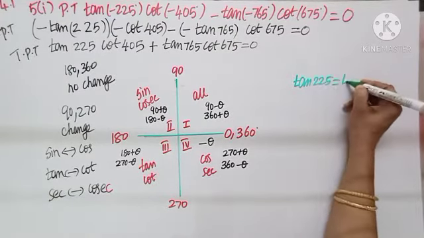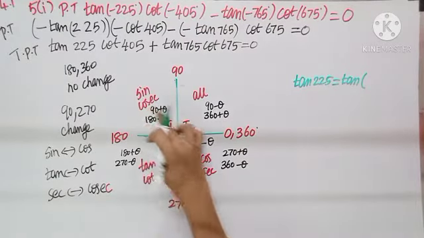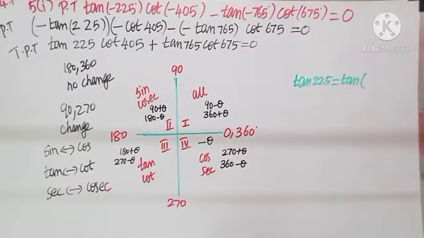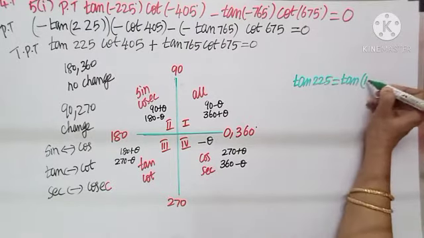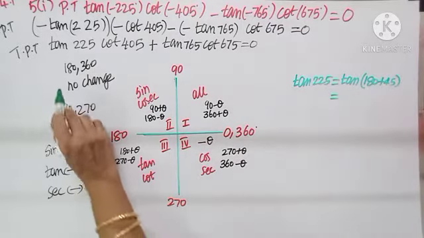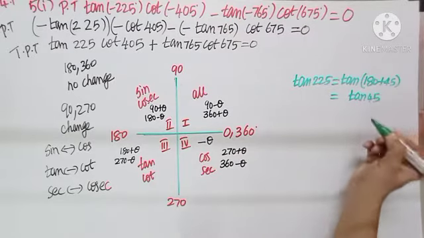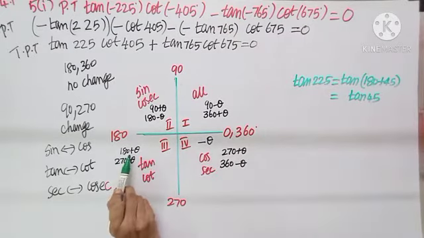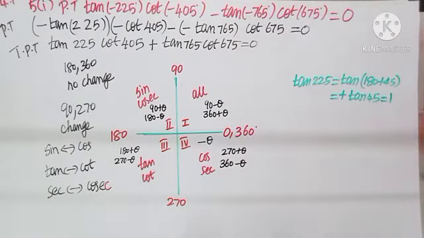How to write tan 225? I told you, write it in terms of 180, 90, 360, 270 and 30, 45, 60. So 225 can be written as 180 plus 45. Whenever 180 comes, no change. I will write tan 45. 180 plus, I am in third quadrant. Tan is positive. So my answer is plus tan 45. That is 1.